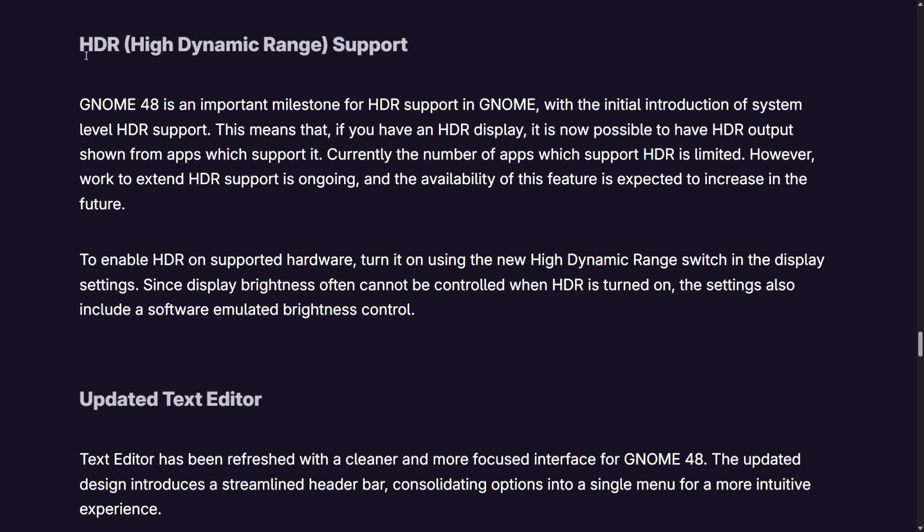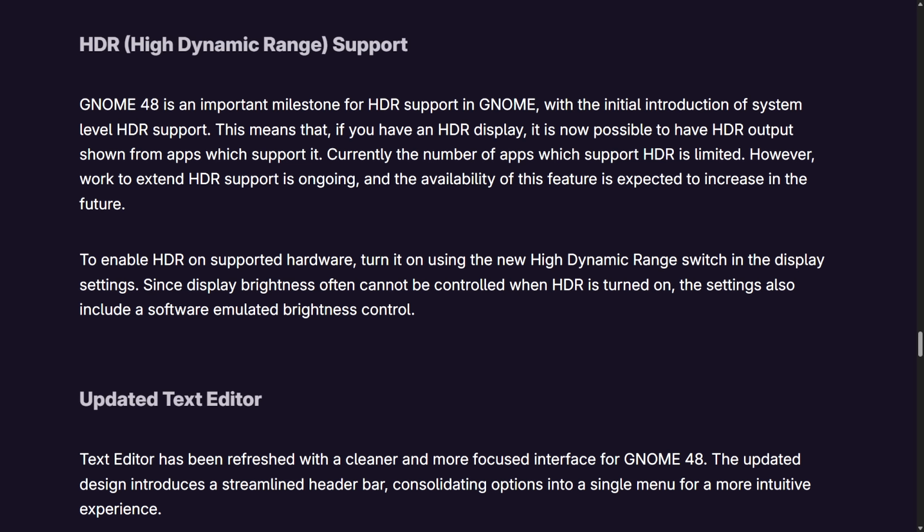But a massive one is the high dynamic range support. For those users using Fedora 42 with GNOME 48, it's an important milestone, as they mentioned here, as it introduces the initial system level HDR support. This means that if you have an HDR display, you can now have HDR output shown from apps which support it. They're continuing to develop HDR supported hardware, and it's very cool to finally see this setting that you can actually turn it on and off with GNOME 48.